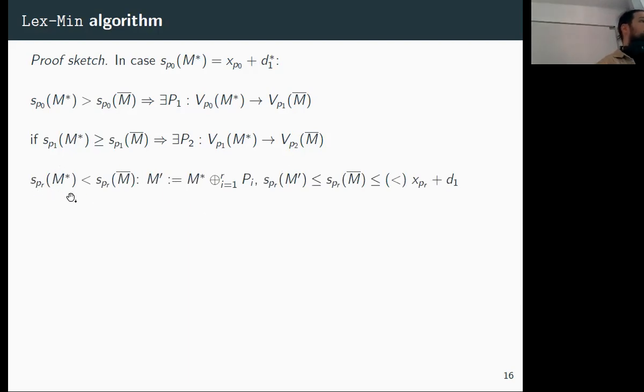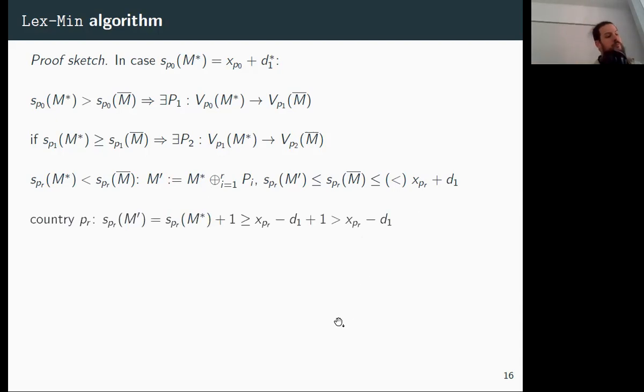Eventually, at some point, because these are maximum matchings both, we're going to find a country PR such that the output favors country PR to M star. In this case, consider the matching M dash that is exactly, we start from the lax-min matching and we change it over these paths. In this case, we have an upper bound on the number of kidneys prescribed by M star, which can be a strict upper bound depending on whether country PR is in N1 or not.